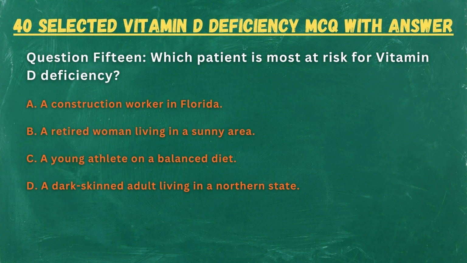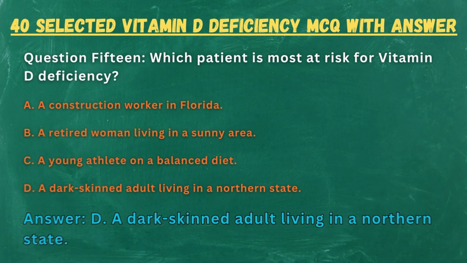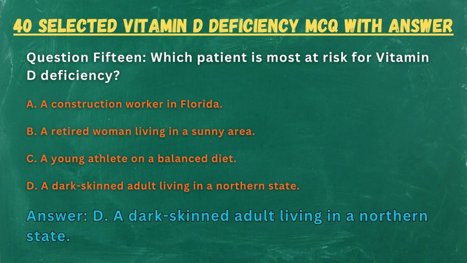Question 15. Which patient is most at risk for vitamin D deficiency? A. A construction worker in Florida. B. A retired woman living in a sunny area. C. A young athlete on a balanced diet. D. A dark-skinned adult living in a northern state. Answer: D. A dark-skinned adult living in a northern state.